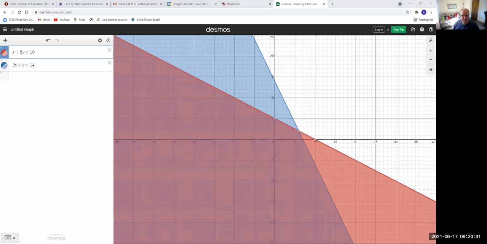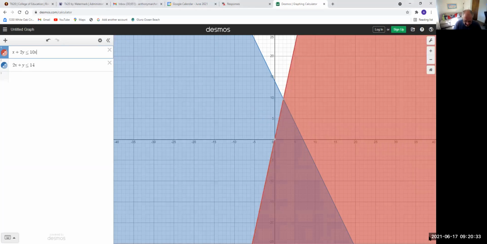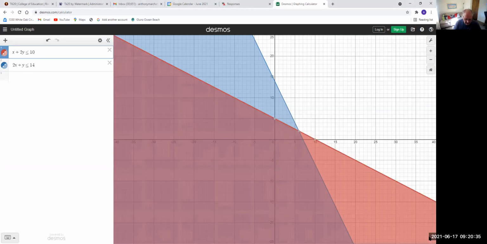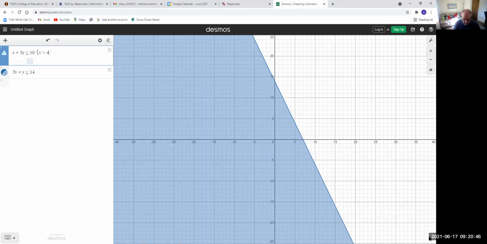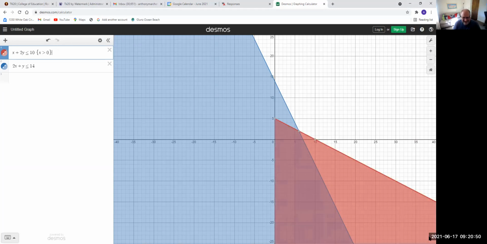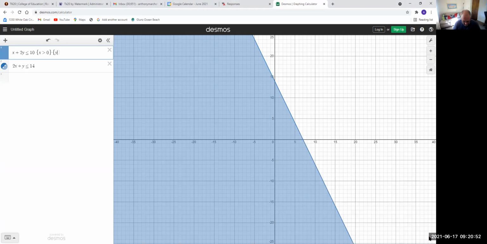So here's what I'll put in. I'll put in x is greater than 0. Oh, sorry. I have to put in a space and then the fancy brackets. Fancy brackets can be found above the enter key, right? x is greater than 0. Close, oh, not O, 0. Close, and y is greater than 0.